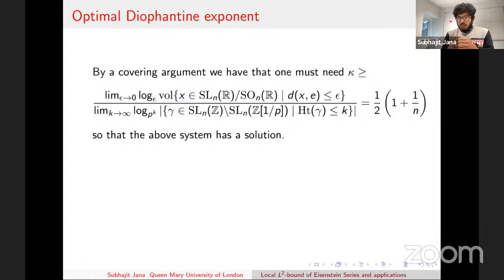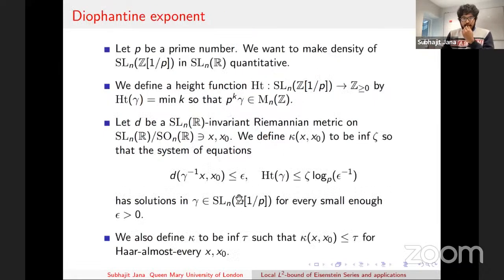So this is a very cute argument about using the covering. We want to approximate the whole space, or almost every point in the symmetric space, by epsilon error. So what we do, we consider an epsilon ball around this point x naught. We hit the ball by all the gammas with height, let's say, bounded by k. Then this shifted ball should cover the whole space, or almost cover the whole space. By almost, I mean it may leave a measure zero set.